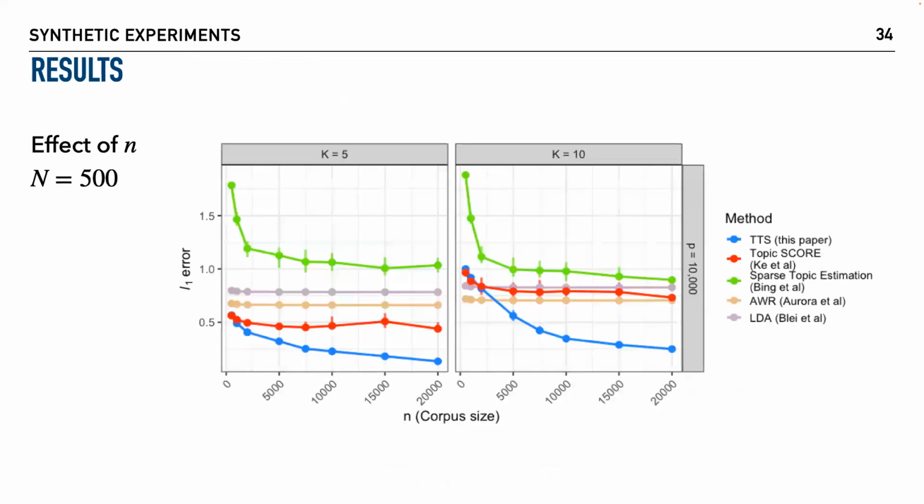Okay, so now let's try to characterize the effect of the corpus size. Again, we see that both of the SVD-based methods learn as the corpus size increases, but as you can see, our method seems to do better, especially as K is a bit higher.